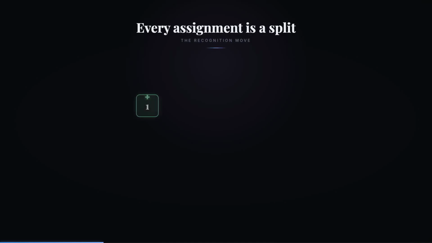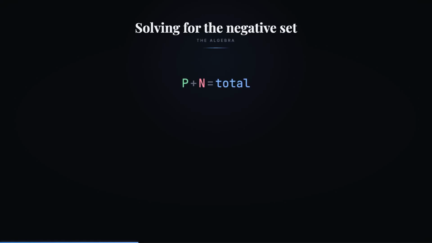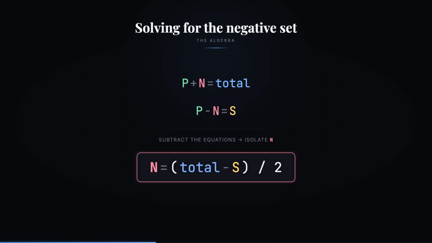Now comes the recognition move. Every sign assignment secretly splits the numbers into 2 groups, the positive set P and the negative set N. Once you see that split, the story changes. Those 2 groups give us 2 equations: P plus N equals the total sum, and P minus N equals S. Subtract them, isolate N, and the negative group must sum to (total minus S) over 2.